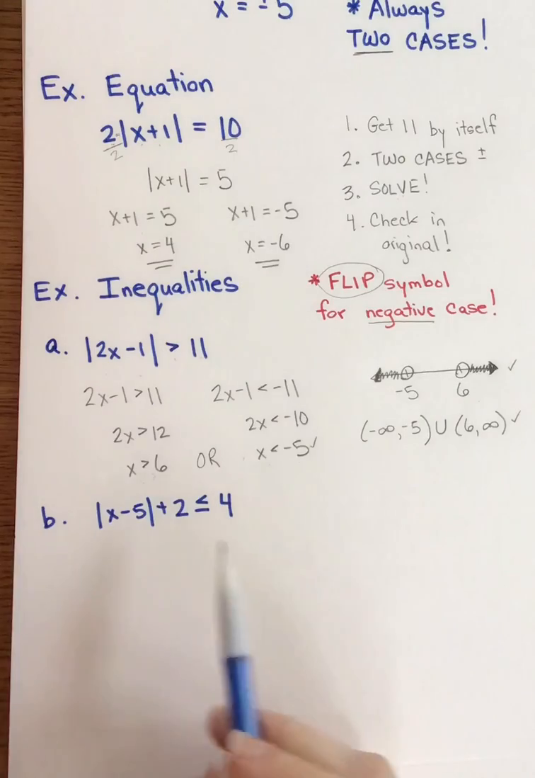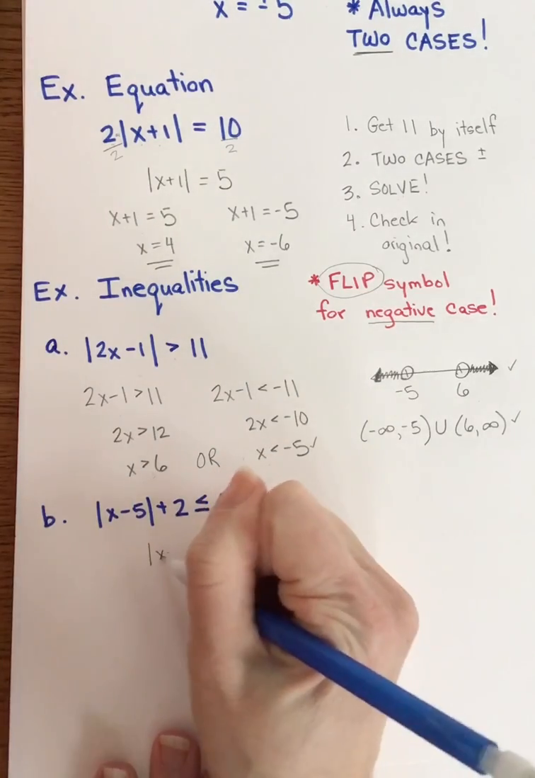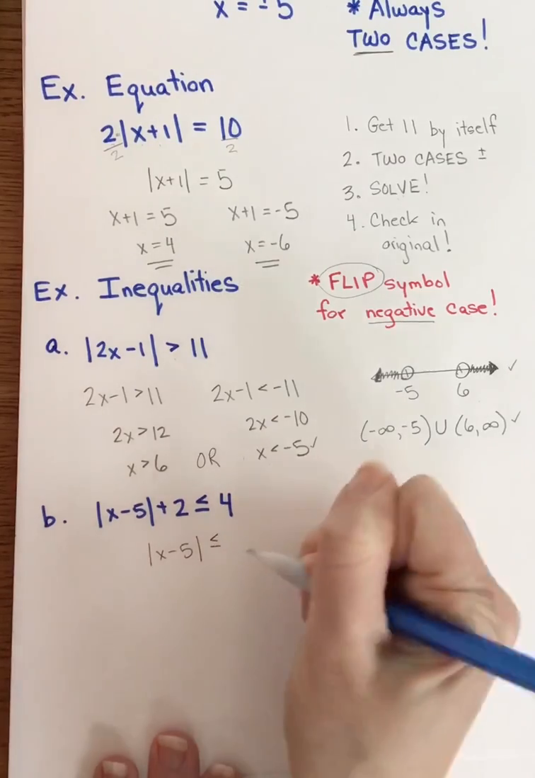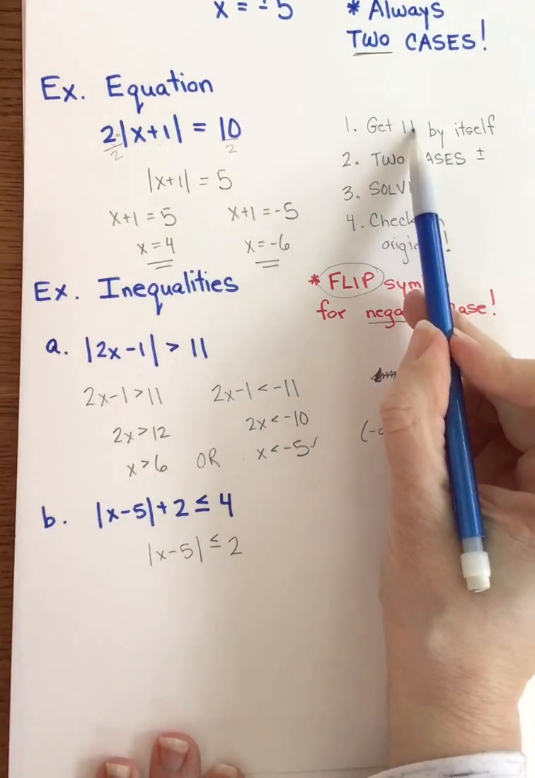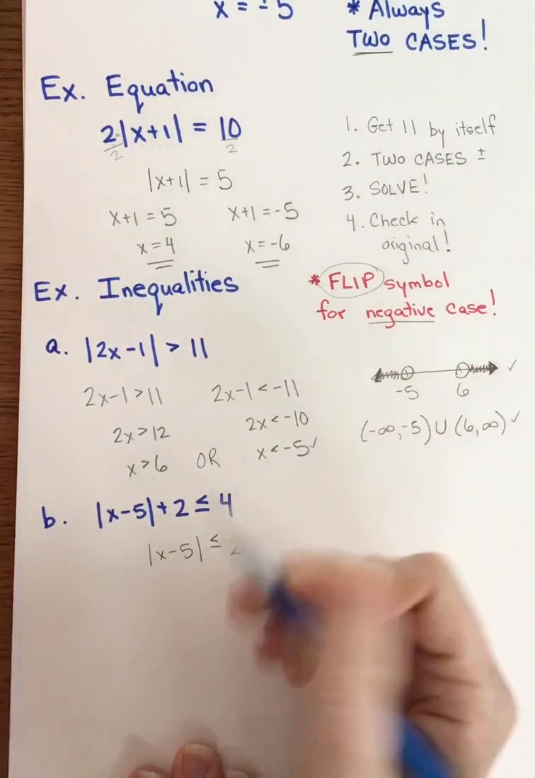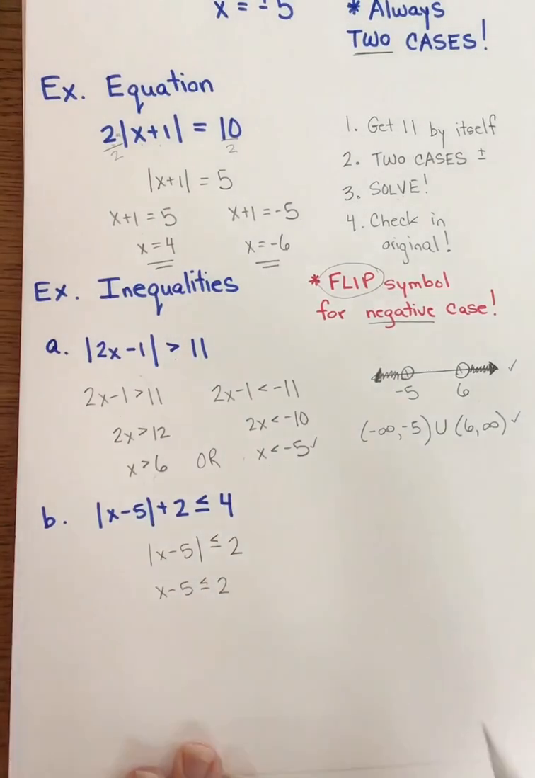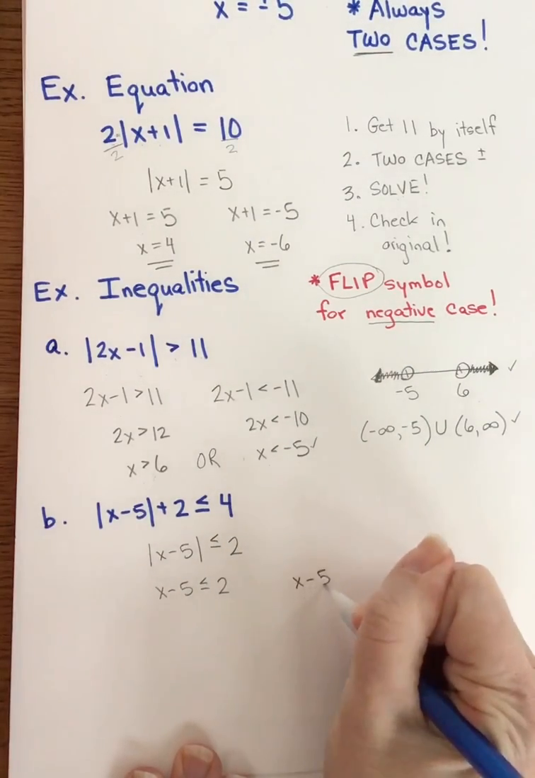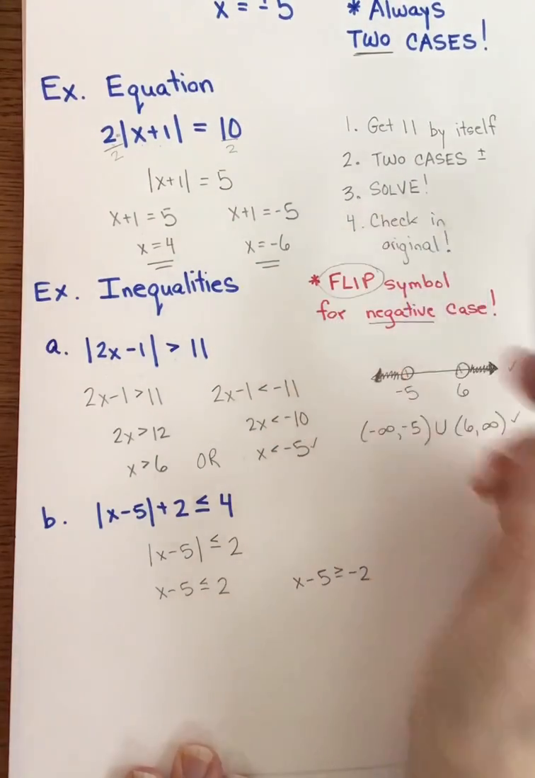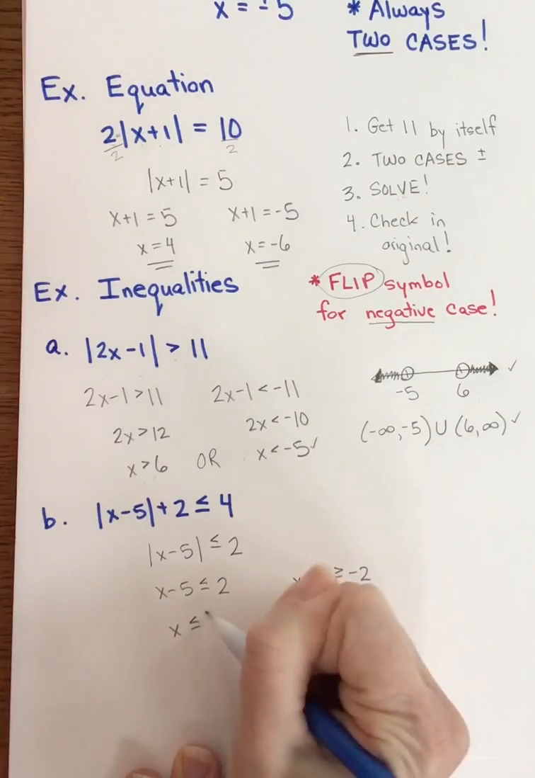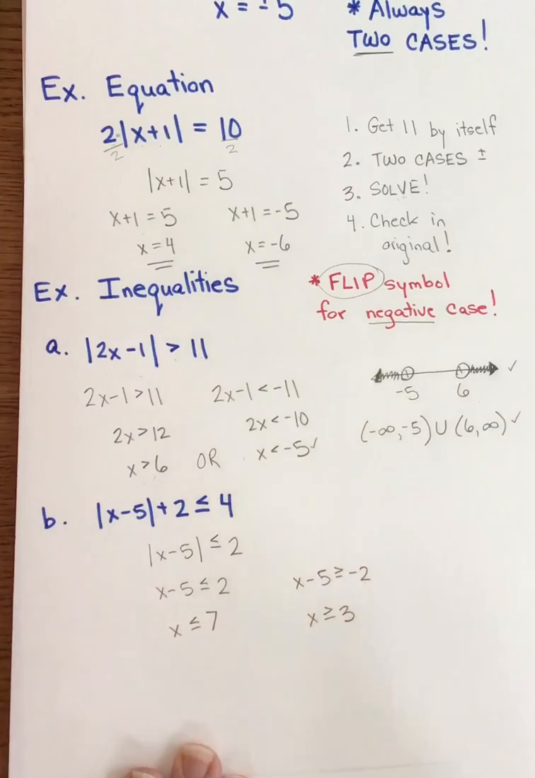Now for letter B, there is something that needs to move first. So before I can set up my two cases, I'm going to subtract 2 from both sides. So get absolute value by itself, check. Two cases up next. I write exactly what I see, but now for my negative case, I need to flip that symbol, flip it good. I solve the result, so add 5 to both sides. Negative 2 plus 5 gives me 3.